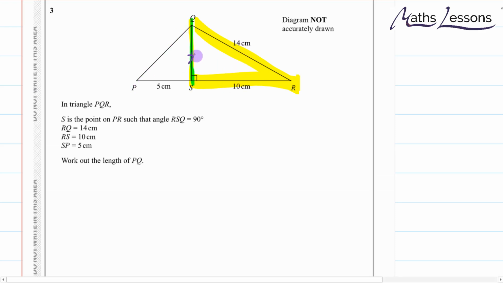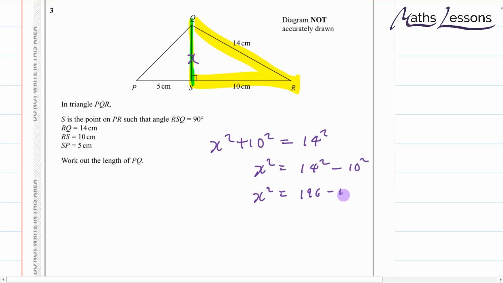So if we call this x, we know that x squared plus 10 squared. Now I would suggest you always write it out like this because lots of students wrote 14 squared plus 10 squared as what x squared is. And we can see quite clearly, if you take 10 squared away from both sides, that is not the correct answer when you add these two together.